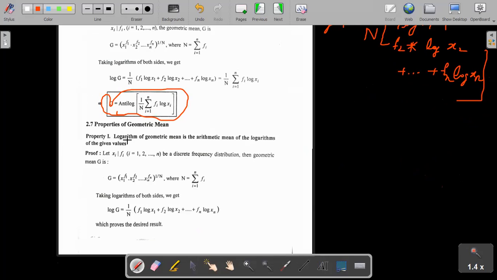So the very first property of geometric mean is this: the log of the geometric mean is the arithmetic mean of the logs of the given values. You see, when we took the log we got this relation: log G is 1 by n times f1 log x1 plus f2 log x2 plus so on up to fn log xn. We just made this relation.